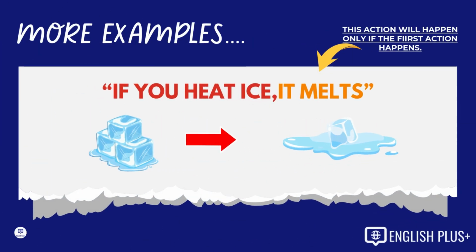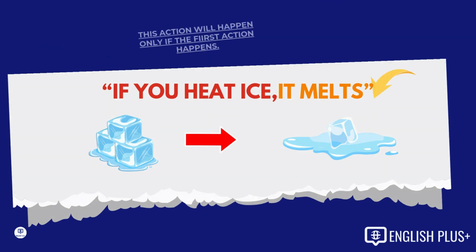Let's check out one more example. If you heat ice, remember the condition is always expressed with if. One more time. If you heat ice, it melts. In this case, the result will be it melts. Remember, we are talking about conditionals. So, the second action is going to happen only if the first action happens.